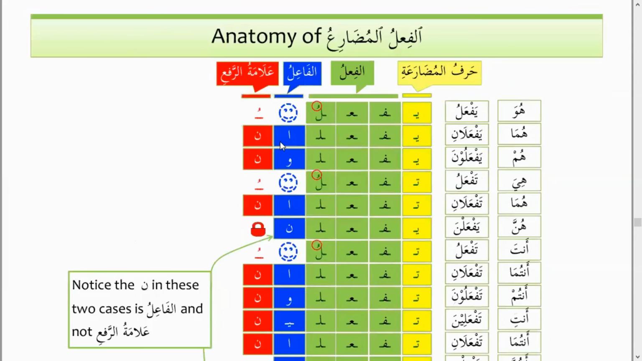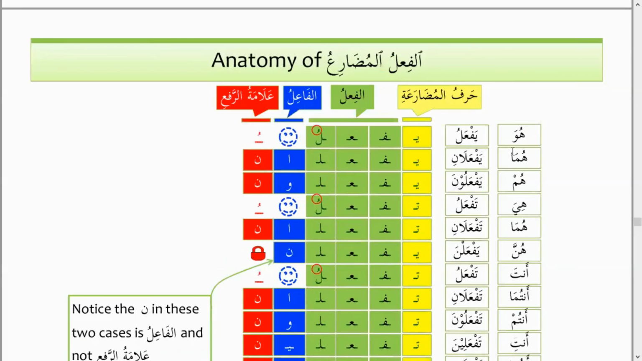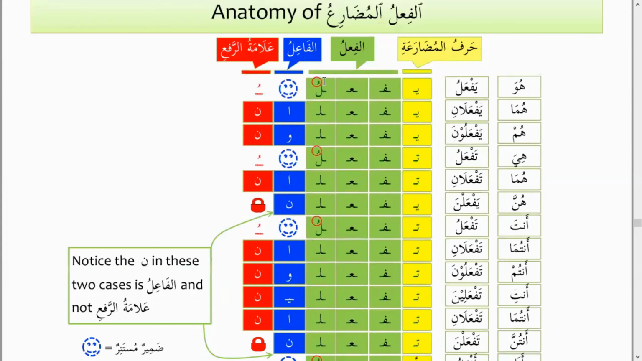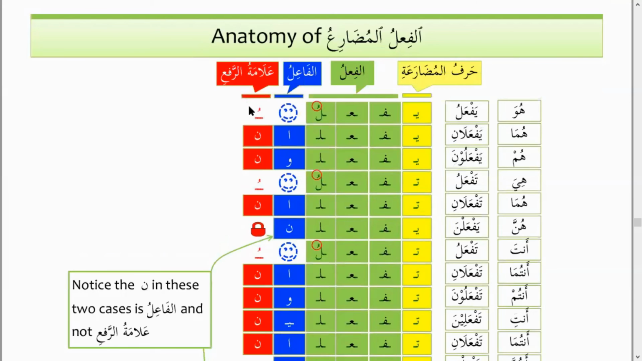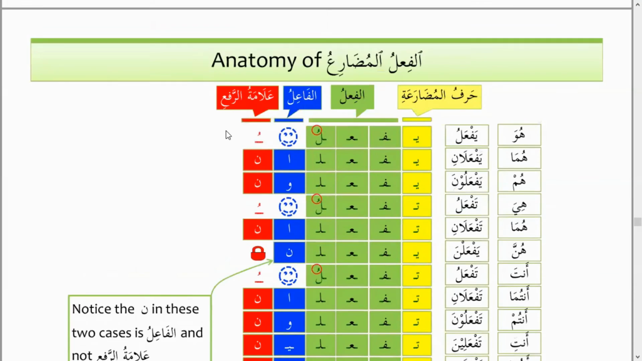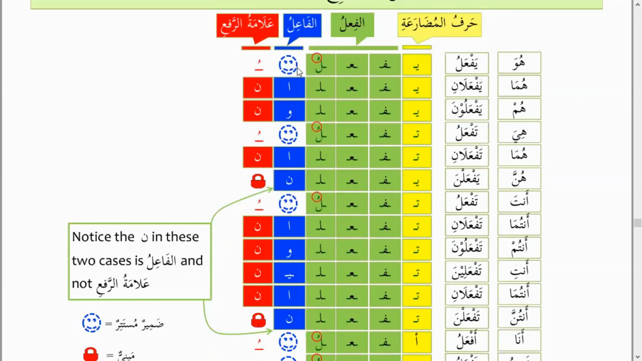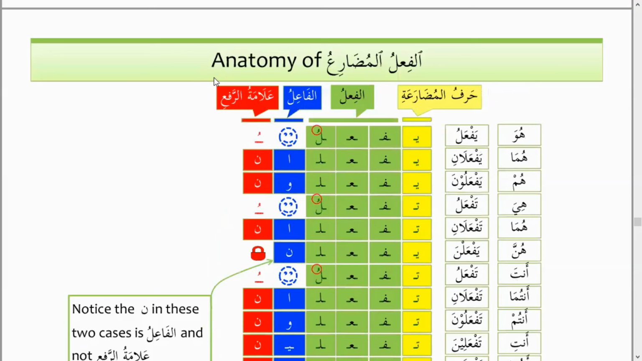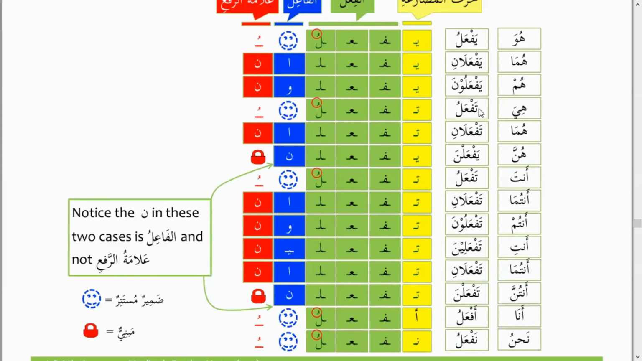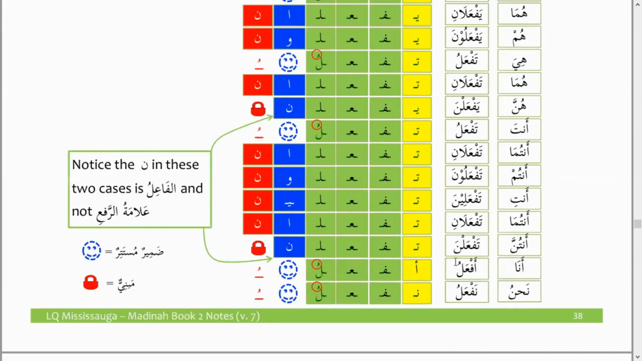So here he just says anatomy of fail al mudara. So huwa yafalu. How do we break it? Yafalu. So what is the alamatul rafa? The dhamma. So what is the sign of it being marfu? Dhamma here. And what about the noon comes and noon goes? So the fail is hidden. These smiley faces mean the fail is hidden here. Right? So in Madi, there were two places where the fail could be hidden: fa'ala and fa'alat. But here, in all the five in your pockets: yafalu, tafalu, tafalu, afalu, nafalu, the fail is hidden.